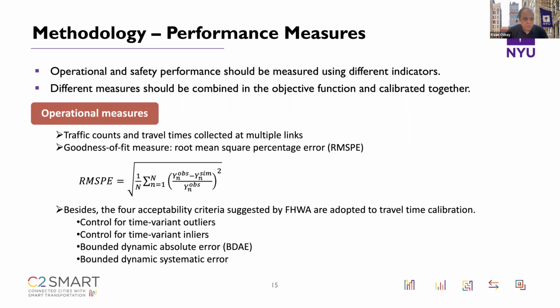So these four criteria are proposed by the Federal Highway. Basically, looking at outliers, looking at inliers to avoid overfitting, looking at bounded absolute error, like the total of all errors between observed and simulated variables, and then looking at a systematic error, almost like an average error, like how this dynamic works between simulated and observed days.